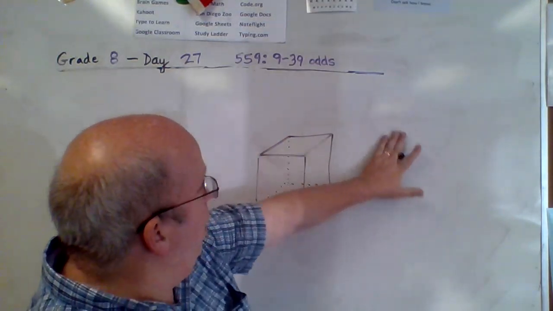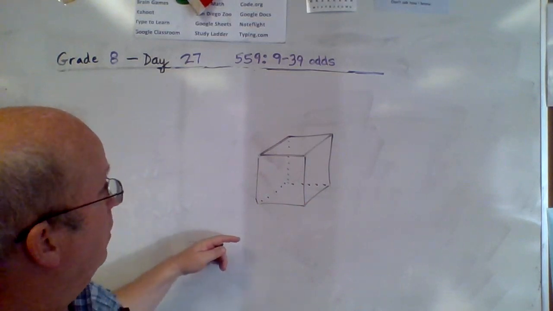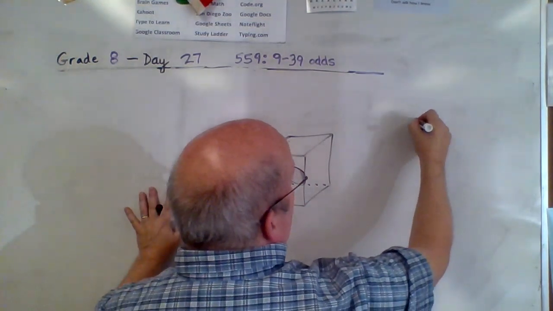So what can we say about a shape like this? We can say a lot about it. When we look at this, I would call this a prism.